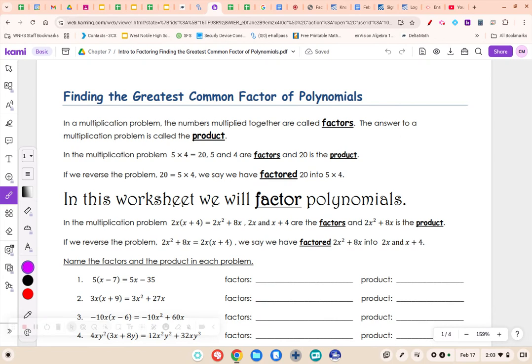So in this multiplication problem, if we are to distribute 2x through, we end up with 2x squared plus 8x. 2x and x plus 4 are the factors, and 2x squared plus 8x is the product. If we reverse this problem and state it the opposite way, we can say that we have factored 2x squared plus 8x into the two factors, 2x and x plus 4.